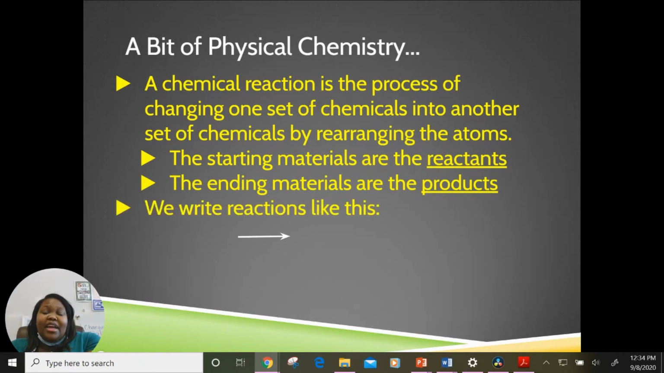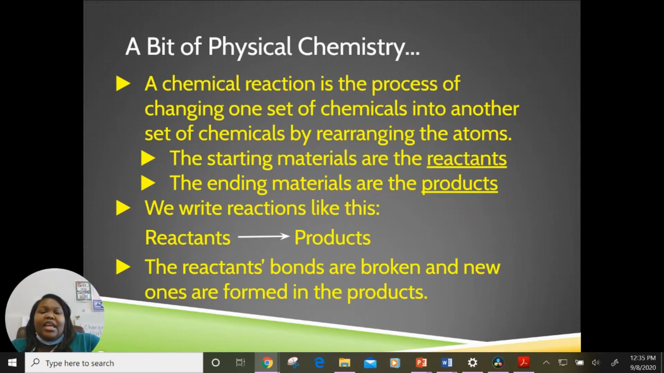And this is the way that we write a reaction. We write the reactants on the left side, and then we draw an arrow. That arrow says yields, and then we have our products on the right. What is going to happen in a reaction is that the bonds in the reactants are going to be broken and new bonds are going to be formed in the product.